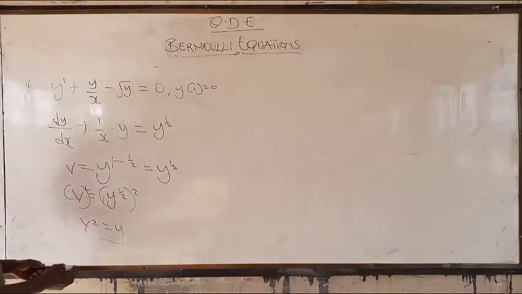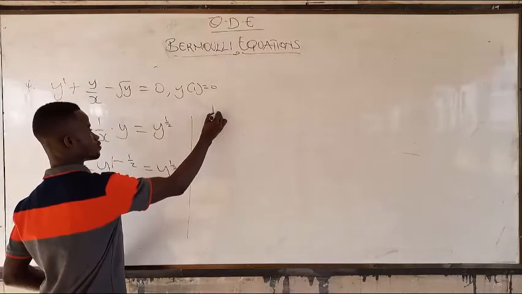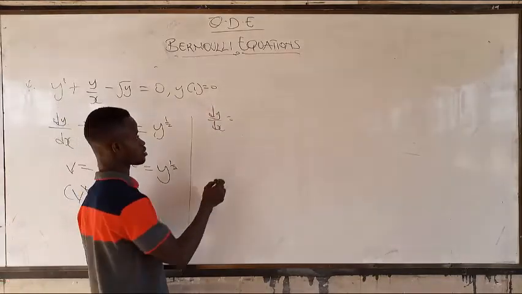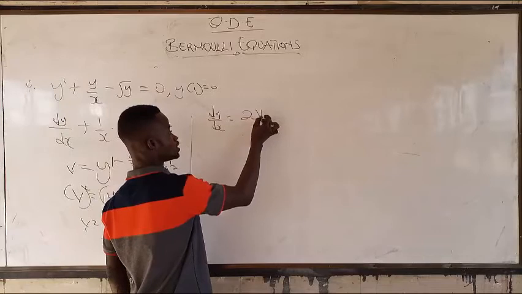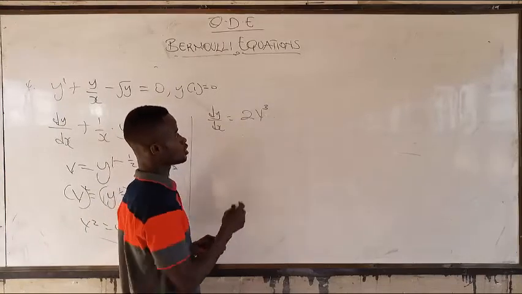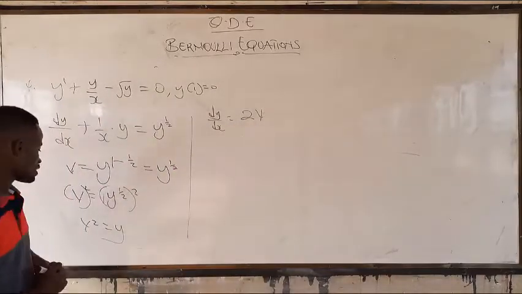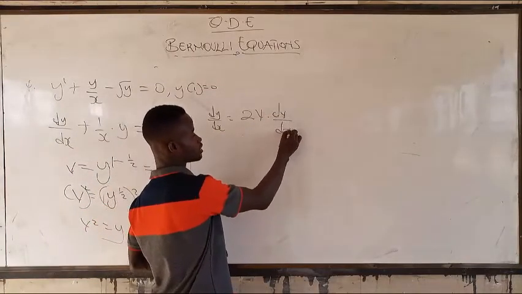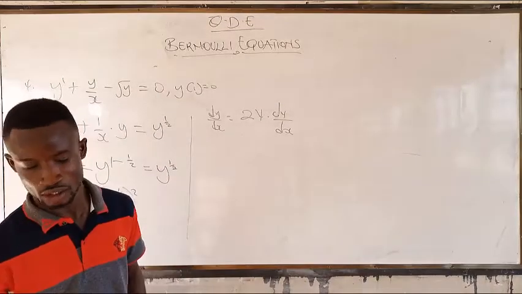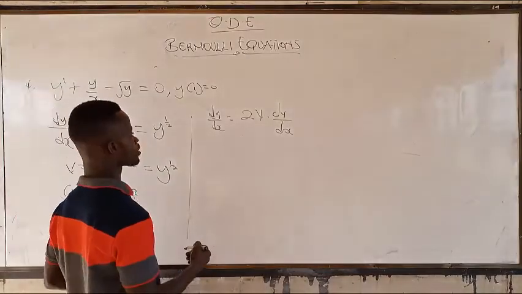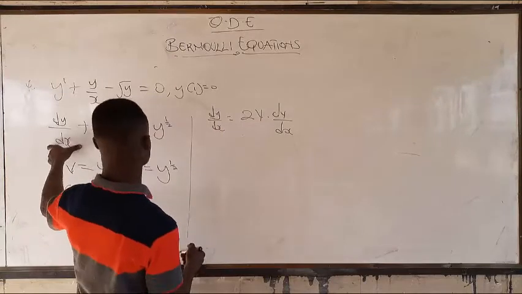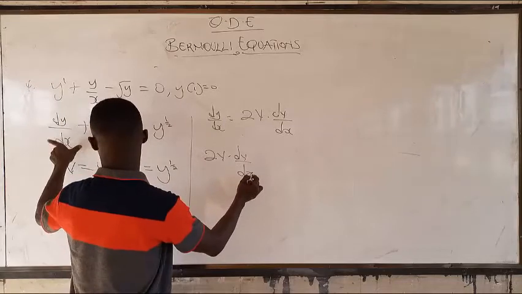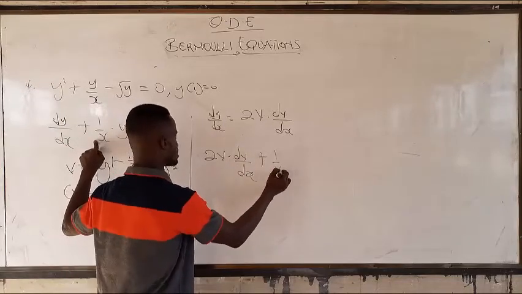Alright, then we find dy/dx. dy/dx is just going to be 2v, then we bring the dv/dx. Always don't forget that. Then we go and do the substitution here. This is 2v dv/dx plus 1 over x.